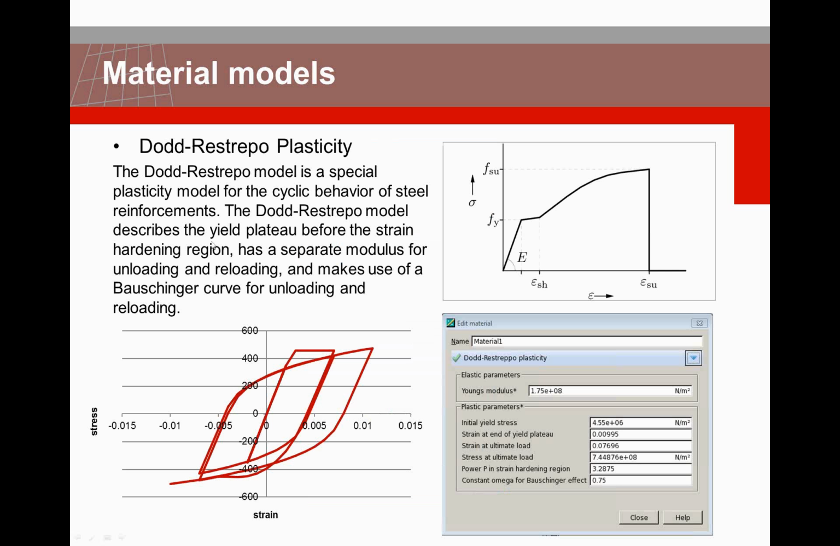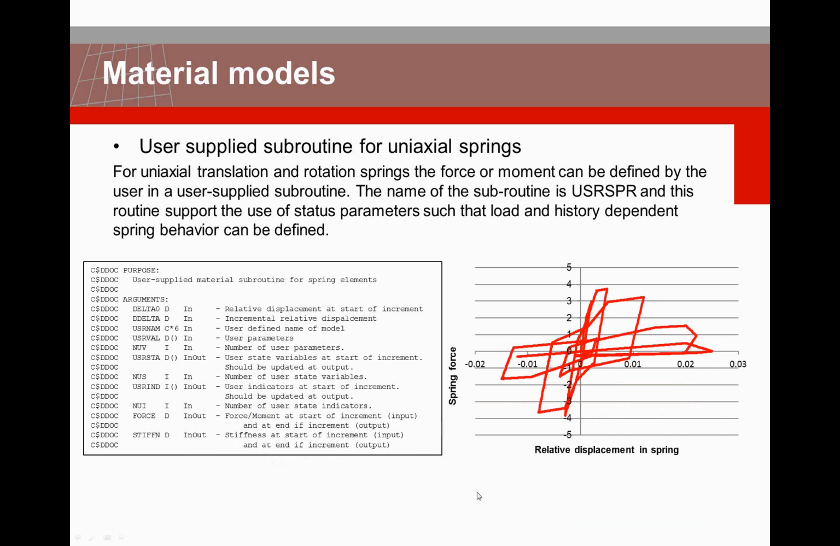We have new models for cyclic behavior of steel reinforcements. This is an American model, the Dodd-Restrepo model, which is characterized by a yield plateau, followed by secondary hardening, but also typical unloading and reloading cycles which make use of the Bauschinger curve. And you see all these models can be input through the material dialogues as shown before.